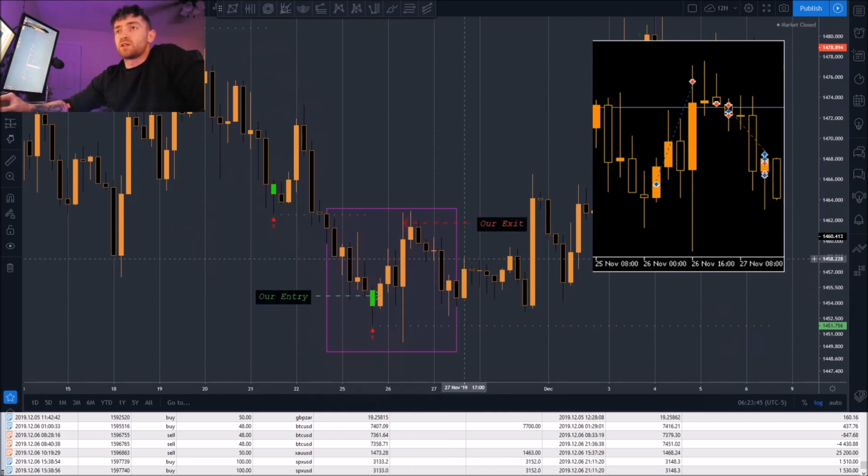Which is giving us a nice bullish bias. This candle finishes the swing low. Now technically, our buy signal would have been here, at 1456, when we traded above this third candle.